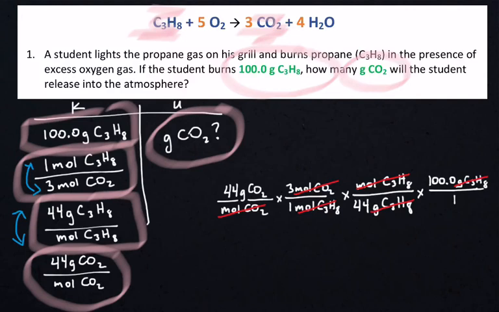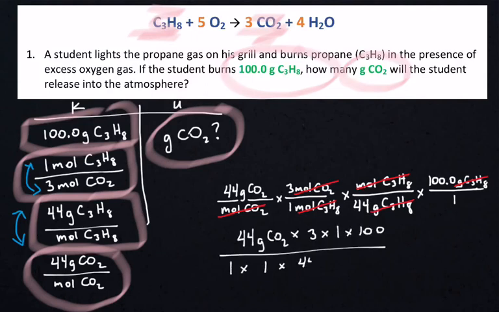Okay, order of operations says we have to multiply everything before we divide. So we multiply all the numbers on the top, all the numbers on the bottom separately before we divide. All right, so 44 grams CO2 times 3 times 1 times 100 over 1 times 1 times 44 times 1. When you do all that math in the calculator, it's equal to 13,200 grams CO2 over 44. This is now a division problem. We always work from the top down when we put the number into the calculator. So 13,200 divided by 44 is equal to 300 grams carbon dioxide.